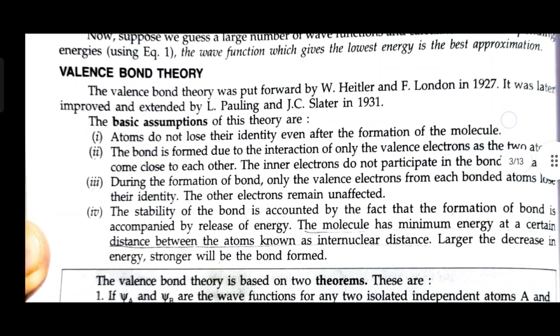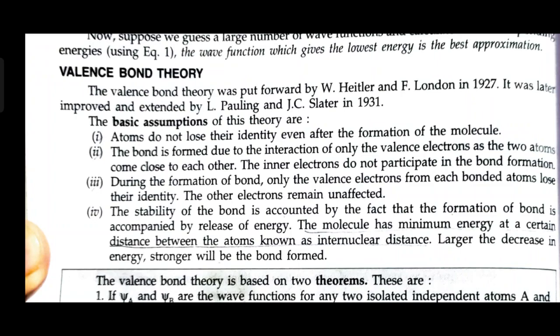Now valence bond theory. The valence bond theory was put forward by W. Heitler and F. London in 1927. It was later improved and extended by L. Pauling and J. C. Slater in 1931. The basic assumptions of this theory are: first, atoms do not lose their identity even after the formation of the molecule. Second, the bond is formed due to the interaction of only the valence electrons as the two atoms come close to each other.